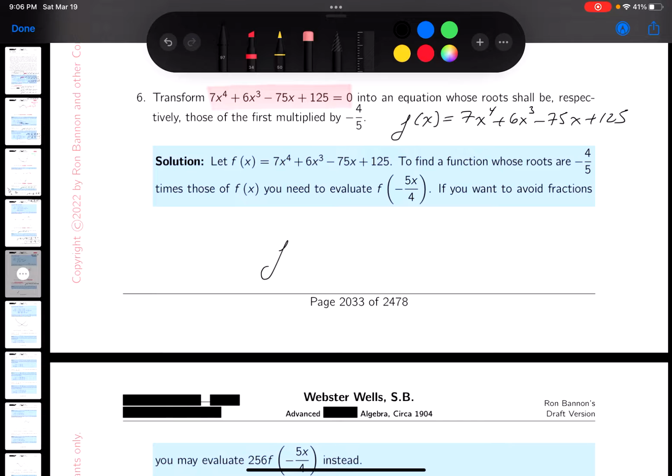It's going to be f of x, and that's going to be divided by minus 4/5. Well, what does this give me? F of minus 5x over 4. And now I got to plug it in, right? So what are you going to get?